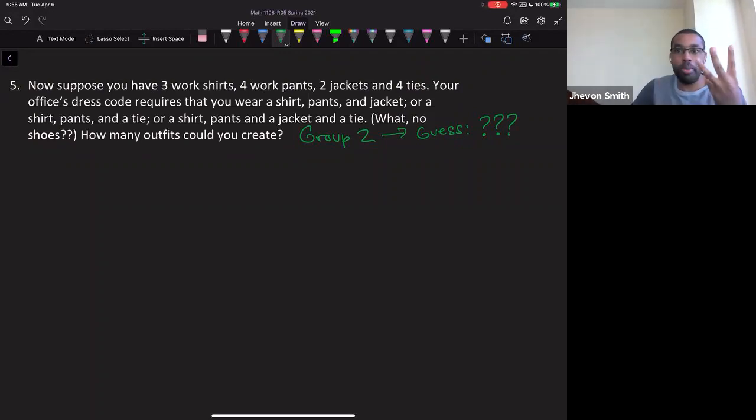But there are three possible situations. So what would you do for the others? Would you do for the shirt, pants, and jacket? Just multiply the 3 shirts times the 4 pants times the 2 jackets. And then for the pants and jacket and tie, just the 4 pants times the 2 jackets times the 4 ties. So just one thing in each. Right. Now, so you'll get a bunch of these numbers. What would you do with them after?